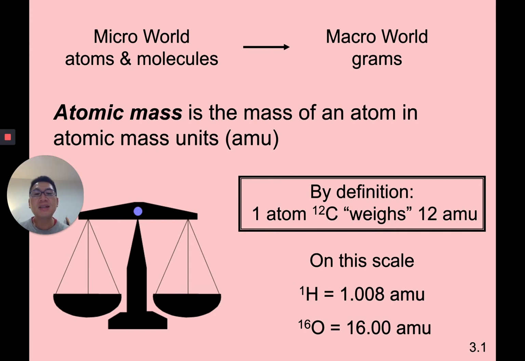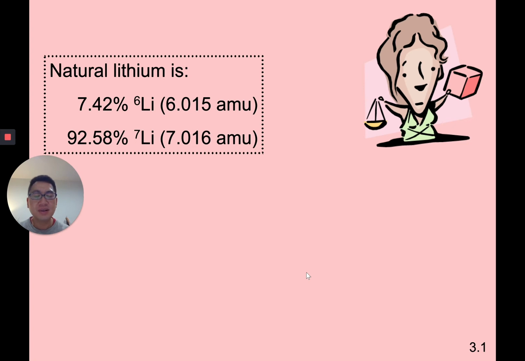So the definition of an AMU: technically, 12 AMUs is the weight of 1 carbon-12 atom. Okay, so we're going to use that scale. Knowing that scale, I'm going to get back to that later. So let's talk about lithium now.